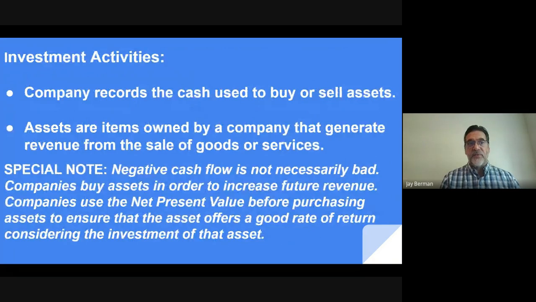Next is investment activities. A company records the cash used to buy or sell assets. Assets are items owned by a company that generate revenue from the sale of goods or services. But please take note that negative cash flow, in terms of investment activities, is not necessarily bad. Companies buy assets all the time in order to increase future revenue. Companies use the net present value before purchasing assets to ensure that the asset offers a good rate of return considering the investment, or the upfront cost, of that particular asset.